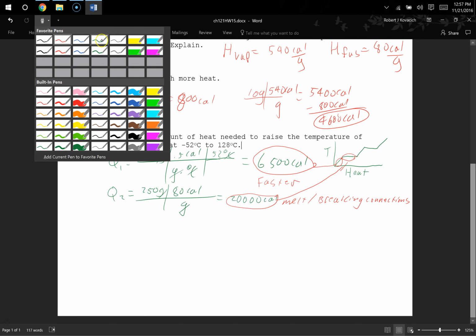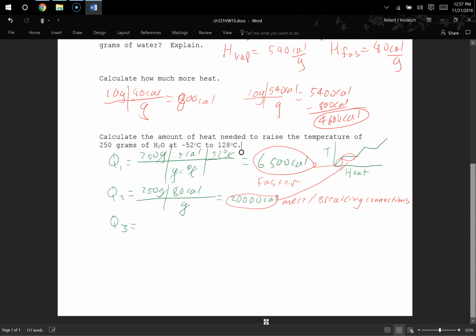Okay, let's do Q3. So this will be, again, 250 grams, and the specific heat for liquid water is 1 calorie per gram degrees C, and it's 100 degrees for the temperature change, 0 all the way up to 100, and so we end up with 2500 calories. And all of this is being used to heat the water up, so make them move faster. So each of these angled sections is making the water molecules either vibrate faster or rotate over the top of each other faster or fly through the air faster.